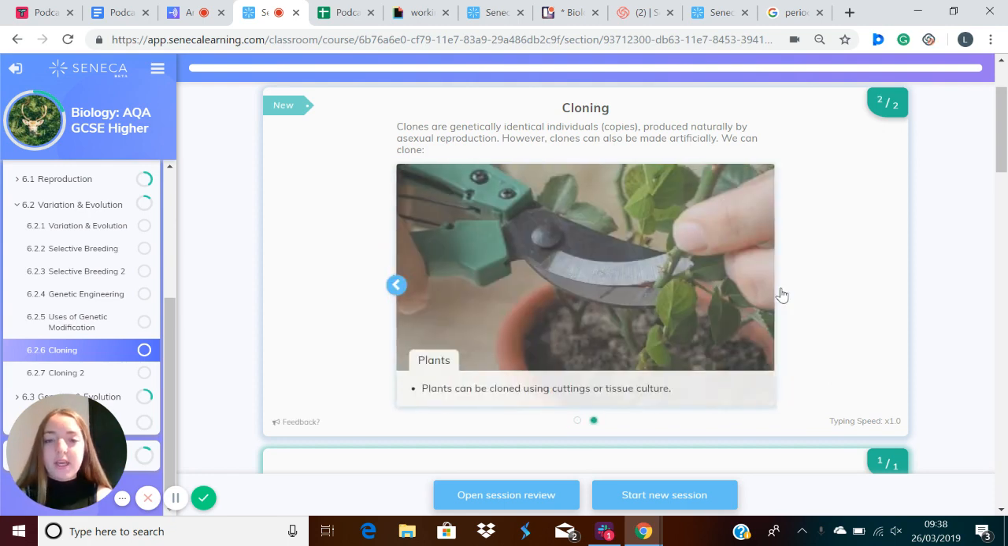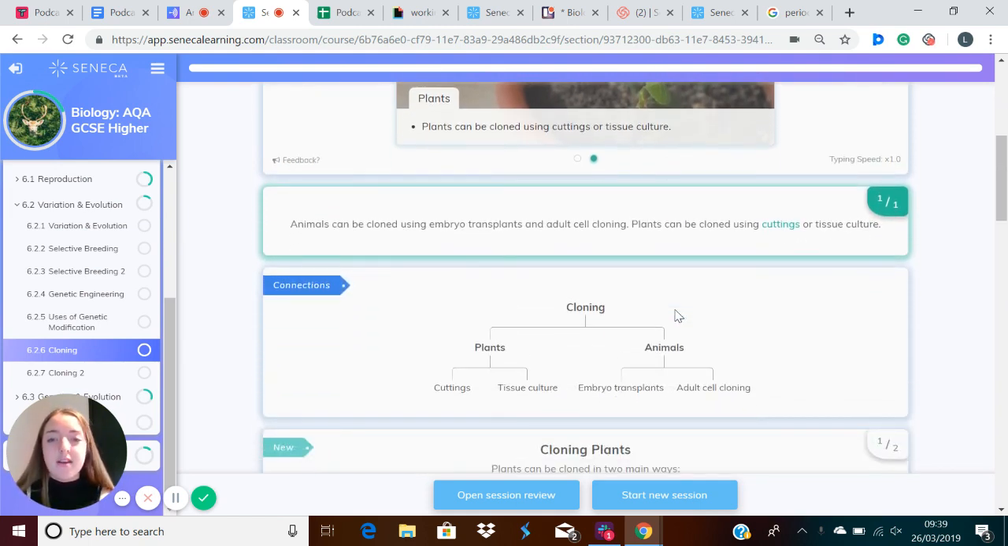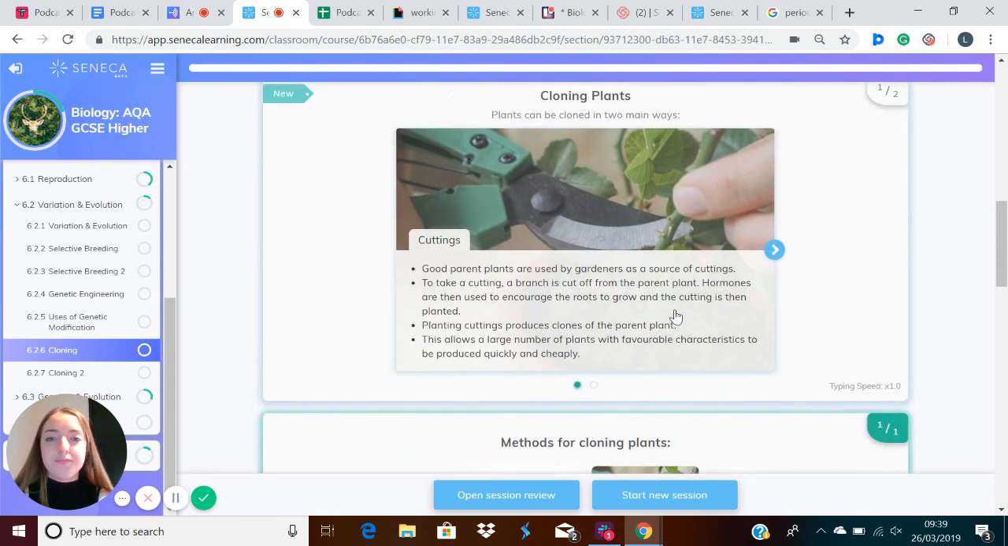For plants, we can use cuttings. So when you cut off a part of the plant and then you put it in soil or something with hormones in to help them grow, or by tissue culture. So let's recap those methods. For plants, we use cuttings and tissue culture, whereas for animals, we use embryo transplants and adult cell cloning.